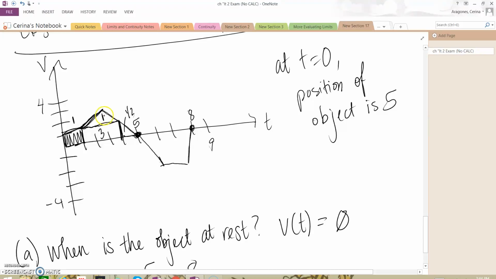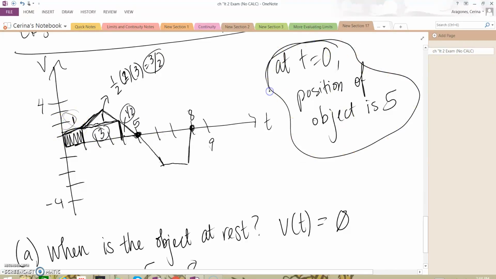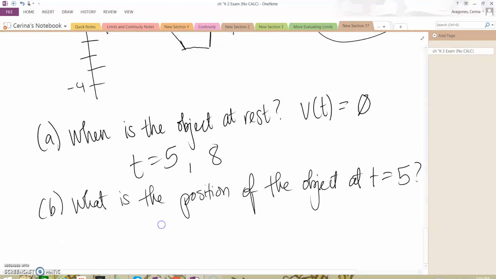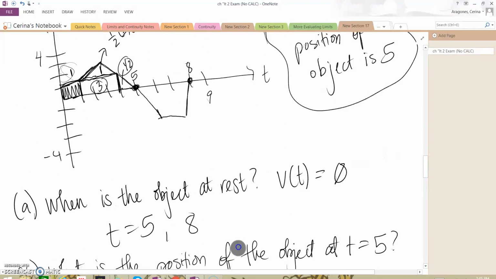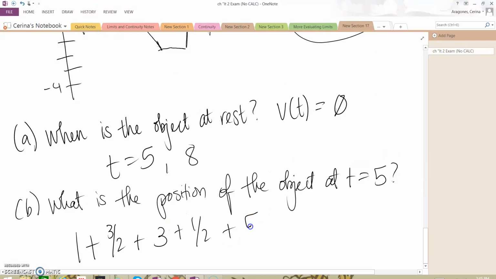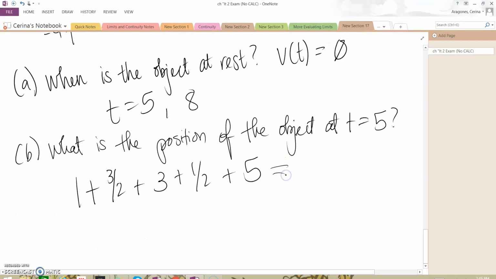Sorry, this was supposed to be 1, 2, 3. So the area is actually 1/2 times 2 times 1 times 3, which is 3/2. My apologies. Okay, so then the area under the curve was 1, 3/2, 3, and 1/2. Plus, remember at 0, you started out at 5. So you add all those up together. So 1 plus 3/2 plus 3 plus 1/2 plus 5. And that's where your position is at t equals 5.